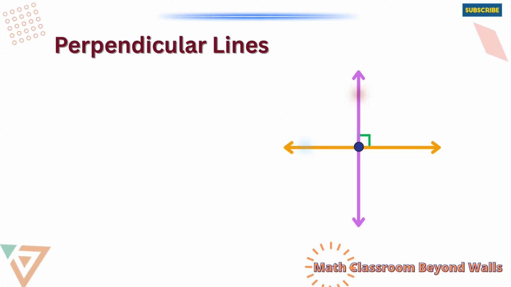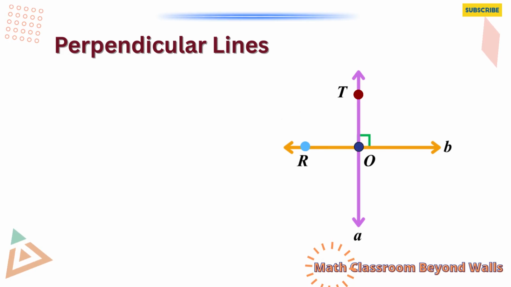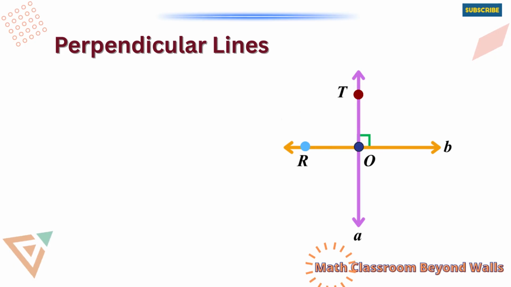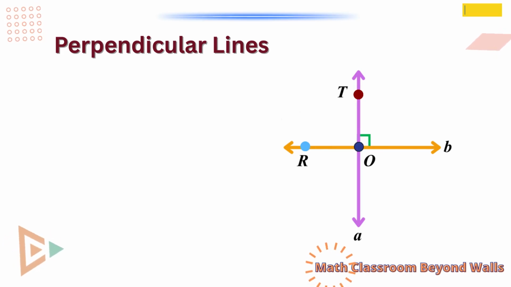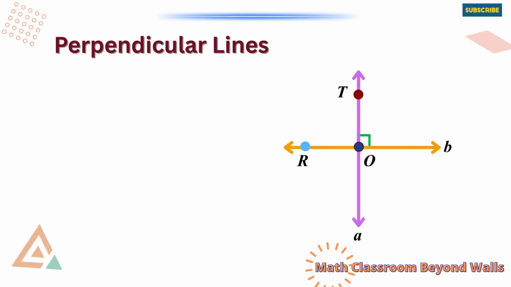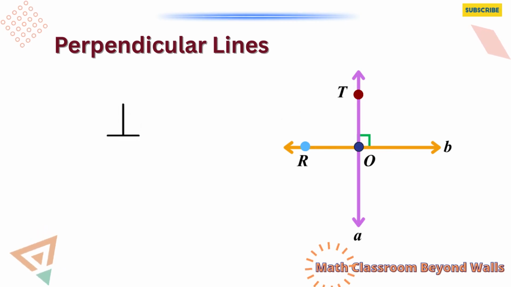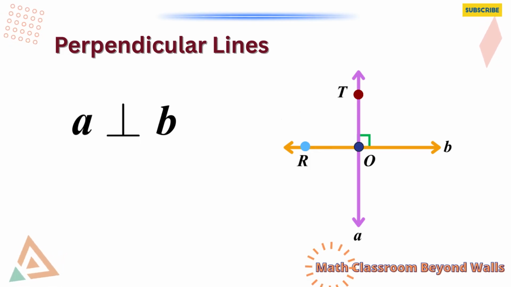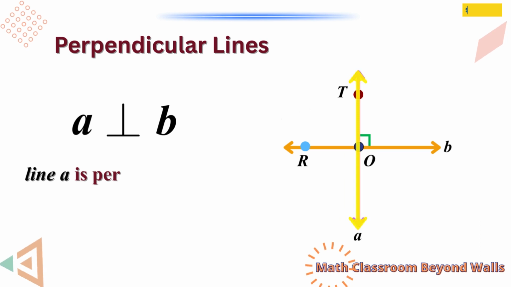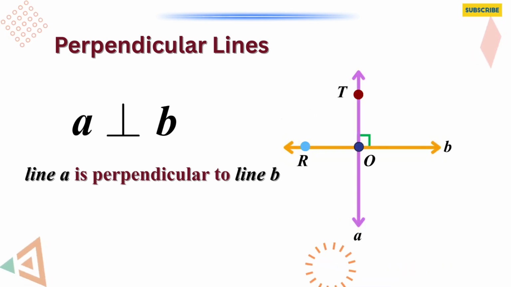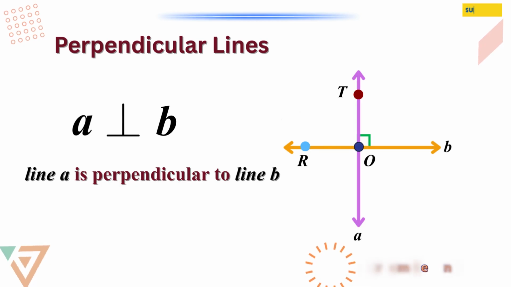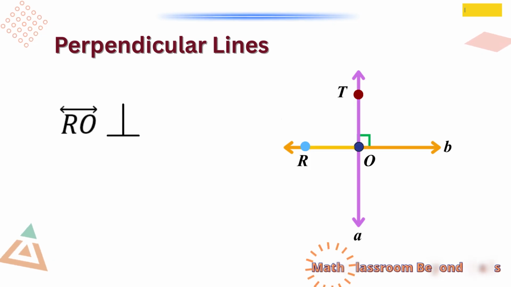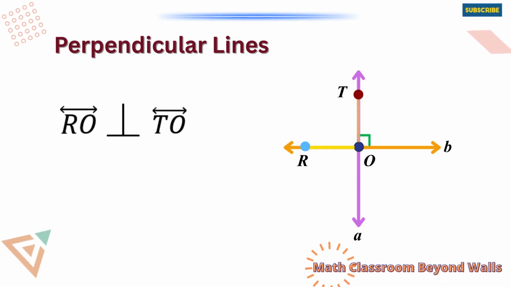Let us name some points on the lines and name the lines so that we can write some mathematical statements about the lines. The symbol to indicate that the two intersecting lines are perpendicular is like an inverted T. It looks like this. When lines are perpendicular, as in this case, we write this statement this way. This is read as line A is perpendicular to line B. Remember that we can also name the lines using 2 points on it. So we may write this statement, line RO is perpendicular to line TO, instead of the first.